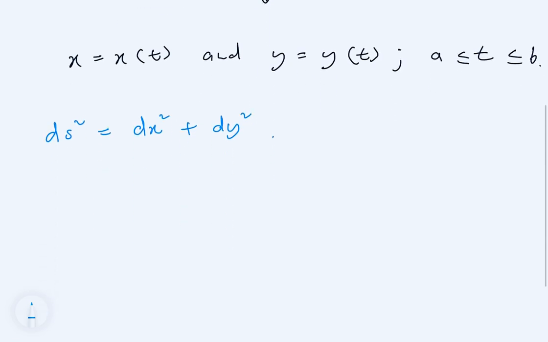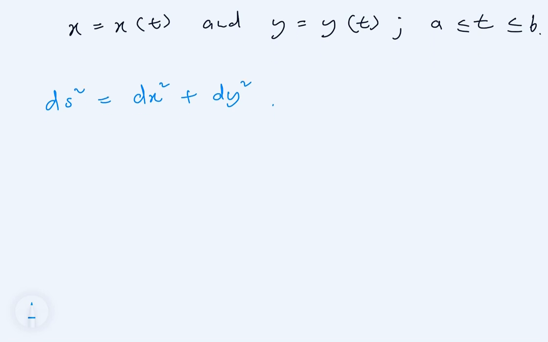Now to move forward, we need to introduce the parameter t into the metric in order for us to derive an expression for the arc length for the curve C. The way we do this is we divide both sides of this metric by dt squared. That's how we introduce the parameter into the metric for R2.